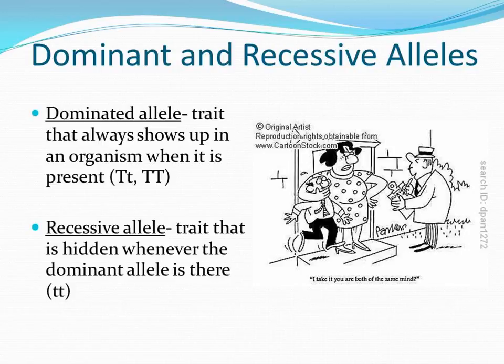So if you label the tall allele capital T or big T, if the plant is big T, it will look tall. But also if it's big T, little t, because the tall allele is dominant, it will also look tall. The only time a plant will be short is when it inherits a small t and a small t, one from each parent.